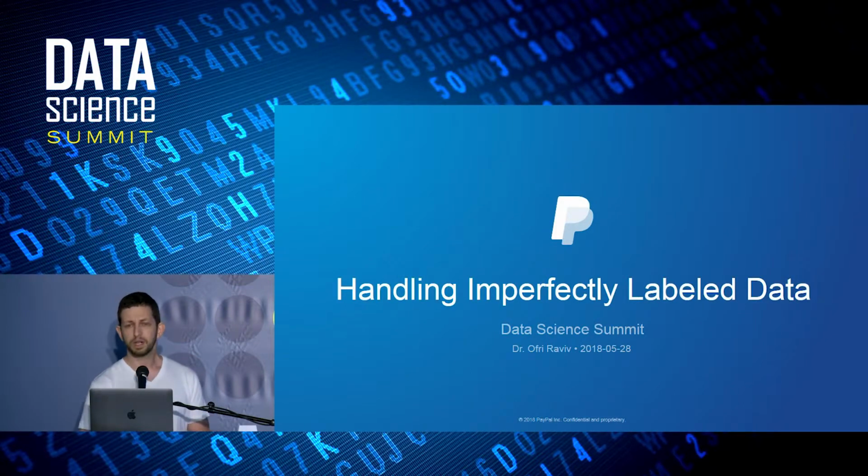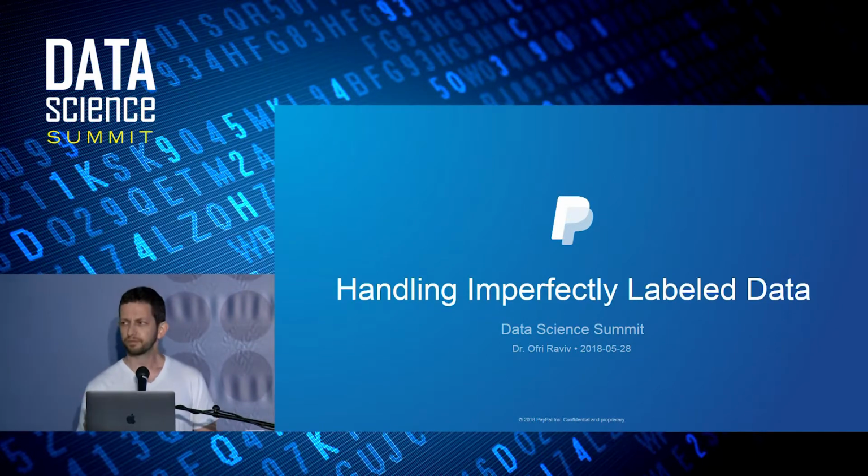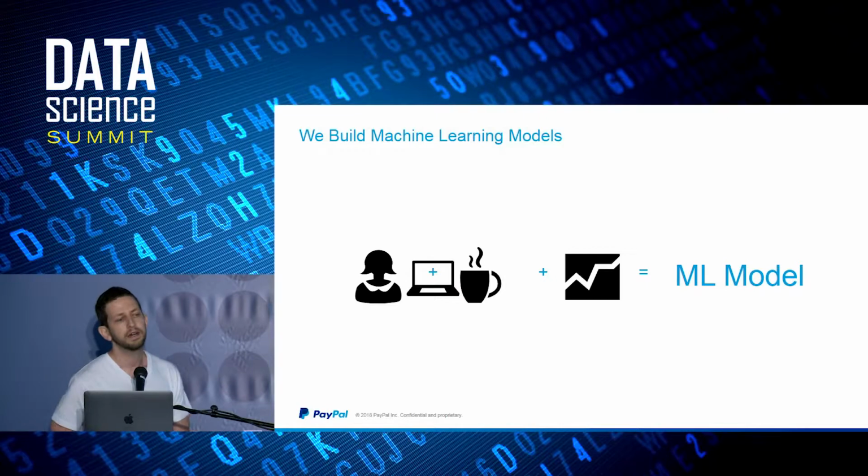So what I want to talk about today is how we handle imperfectly labeled data. And I'm going to present a methodology that was briefly mentioned by Professor Zaria's keynote that helps us do that. So like most of you in this room, I guess we are in the business of building machine learning models. One of the key components in building machine learning models is the data.